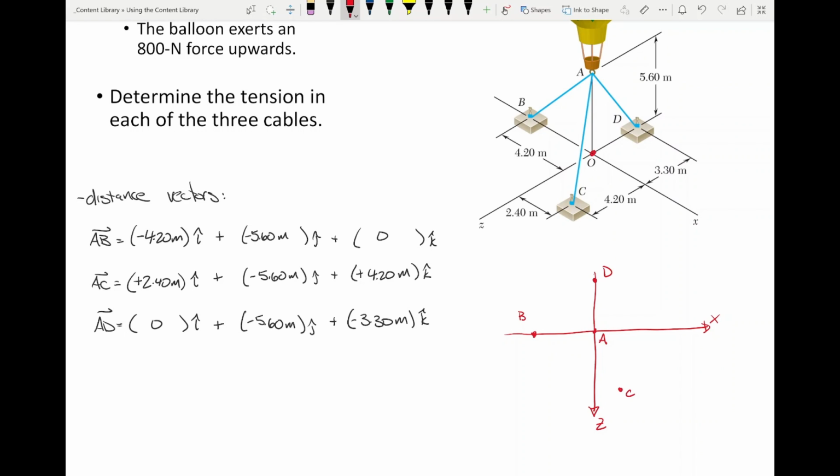So along the x-axis, how far do you go along the x-axis to go from A to B? It's 0, right? The coordinates of point D would be 0 comma something.